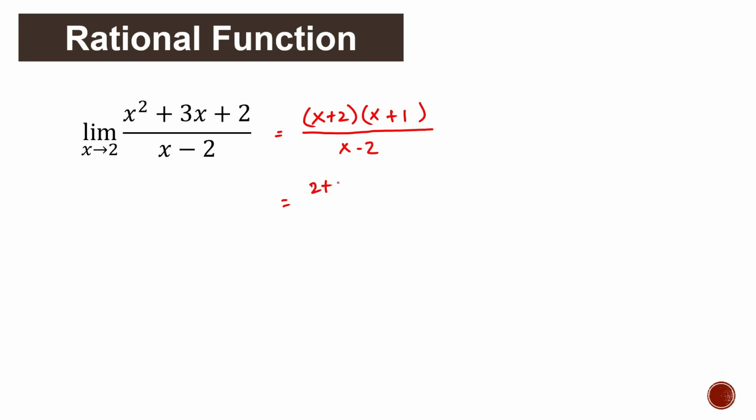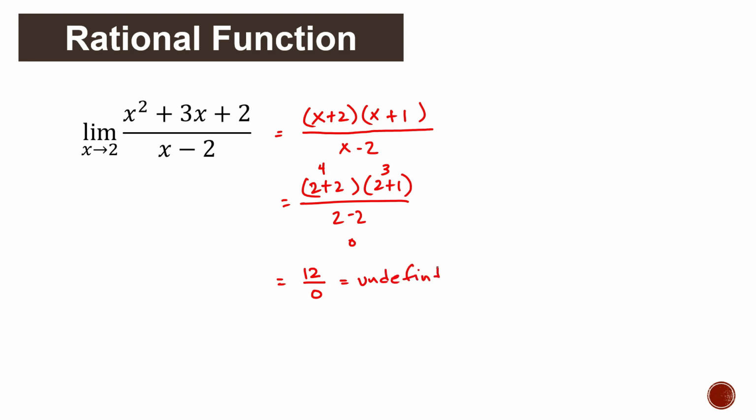So this is 2 plus 2, 2 plus 1, all over 2 minus 2. So this is 4, this is 3, and this is 0. So it's 12 over 0, which is undefined.